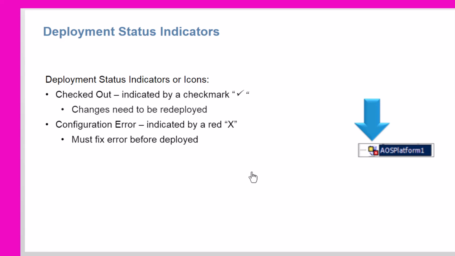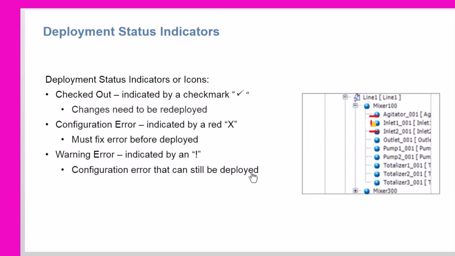For example, an object is created and some configuration is needed, for example, the remote machine address. The object will not be deployed until the error is corrected. Warning error, as indicated by an exclamation mark. This means an object has a configuration error, but it still can be deployed. To see what these errors are, right-click the item and select Properties. Then, click the last tab called Errors and Warnings. The error for this item appears.